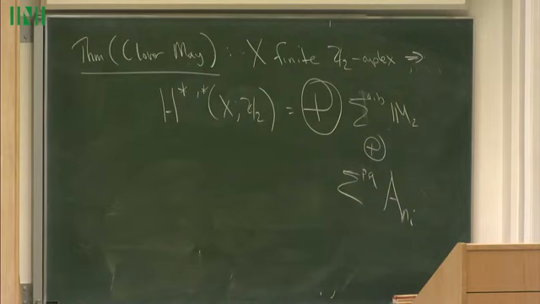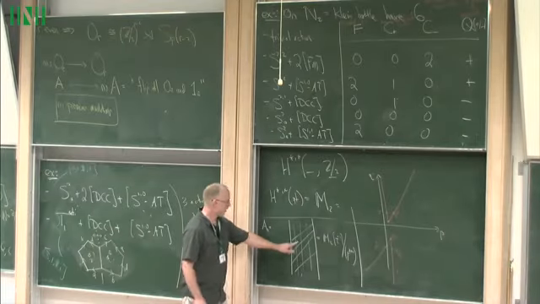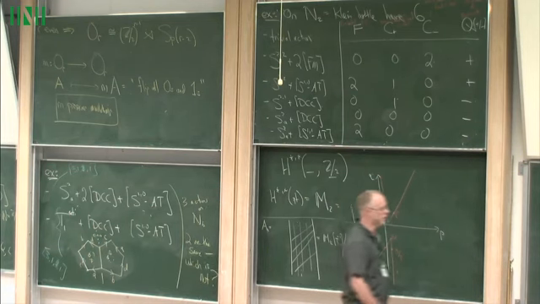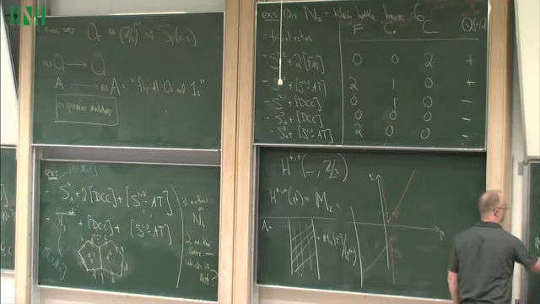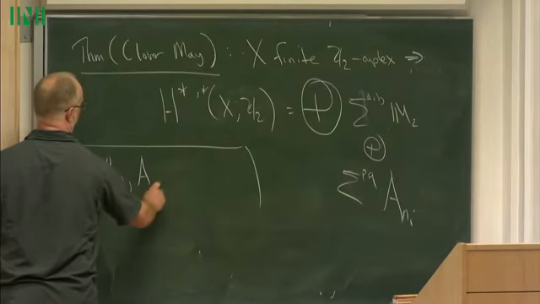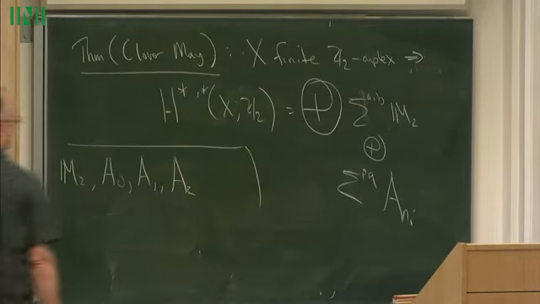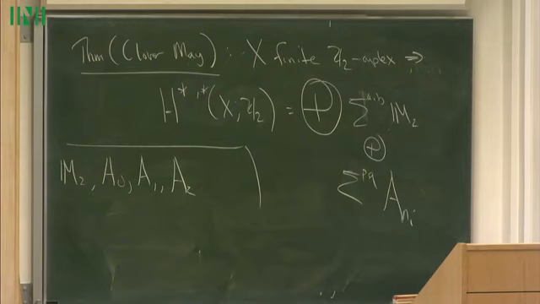So for surfaces, what we care about is we care about M2, we care about A0, A1, and A2. That's all that's going to appear. So M2, A0, A1, and A2. Those are our complete building blocks for the cohomology of surfaces.